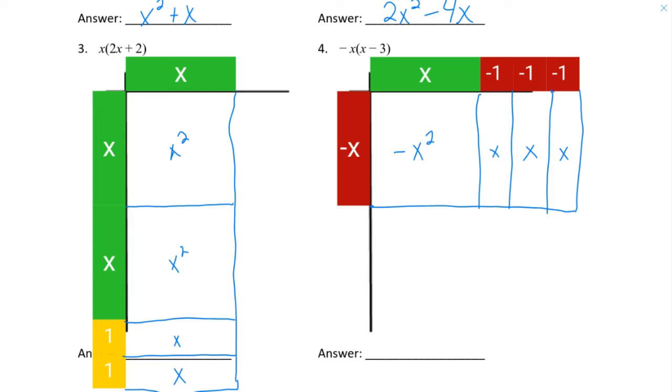We can then look at our final product, which is negative x squared. And then since I have 3 positive x's, I have plus 3x. All right, so that was all multiplying a monomial times a binomial. This does work with other polynomials as well. So let's go ahead and take a look at the back where we'll deal with some slightly more complicated polynomials.